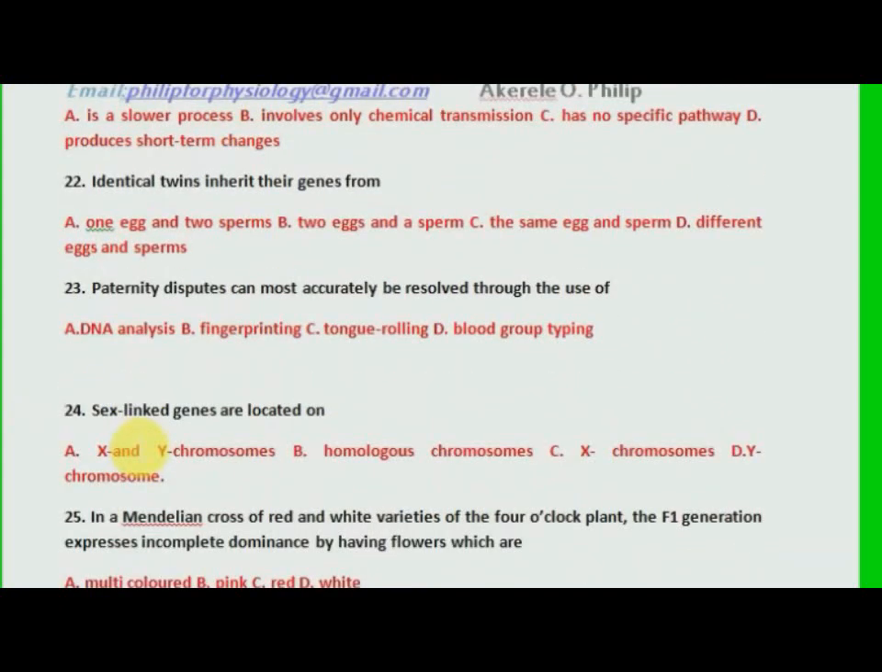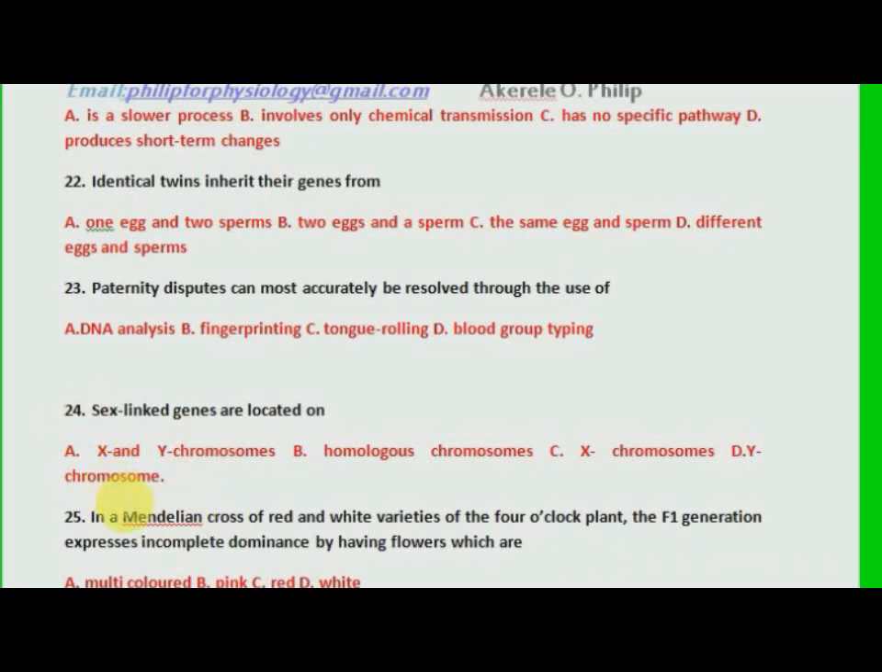Sex-linked genes are located majorly on X and Y chromosomes. Most of the ones we see in our textbook are on X, but I'm telling you now we have both. Baldness, to some extent, is governed by what we call holandric genes. It's located on the Y chromosome, and we have color blindness or hemophilia on the X chromosome. So the answer is X and Y chromosomes.